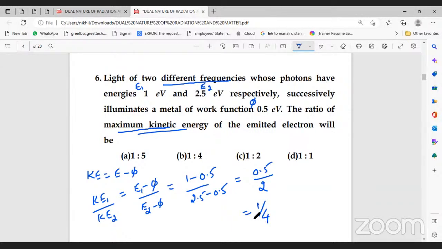1 by 2 by 2 means? So 2 by 2. Not 2 by 2. 0.5 is 1 by 2. 1 by 2 by 2 means 1 by 4, no? Yes, sir. This 0.5 can be taken as 1 by 2 by 2. So this is 1 by 4, this 2 comes here itself. Yes, sir. So the ratio should be 1 is to 4. Option B, sir. So option B is correct.